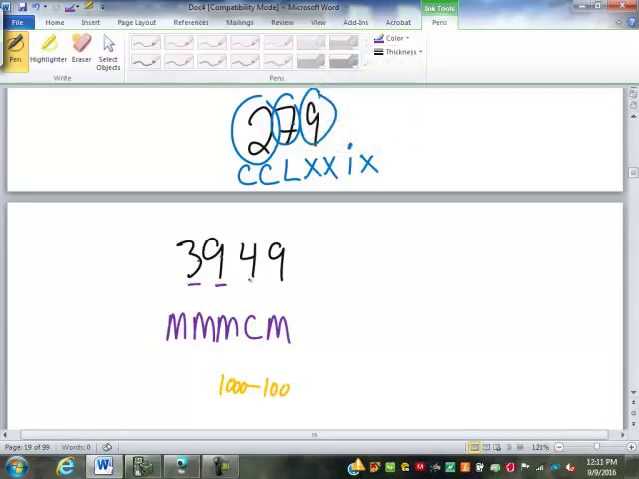So that's the 9. The 4 is going to be what? 40 will be XL. That's 10 taken away from 50. And the 9, IX. Perfect.